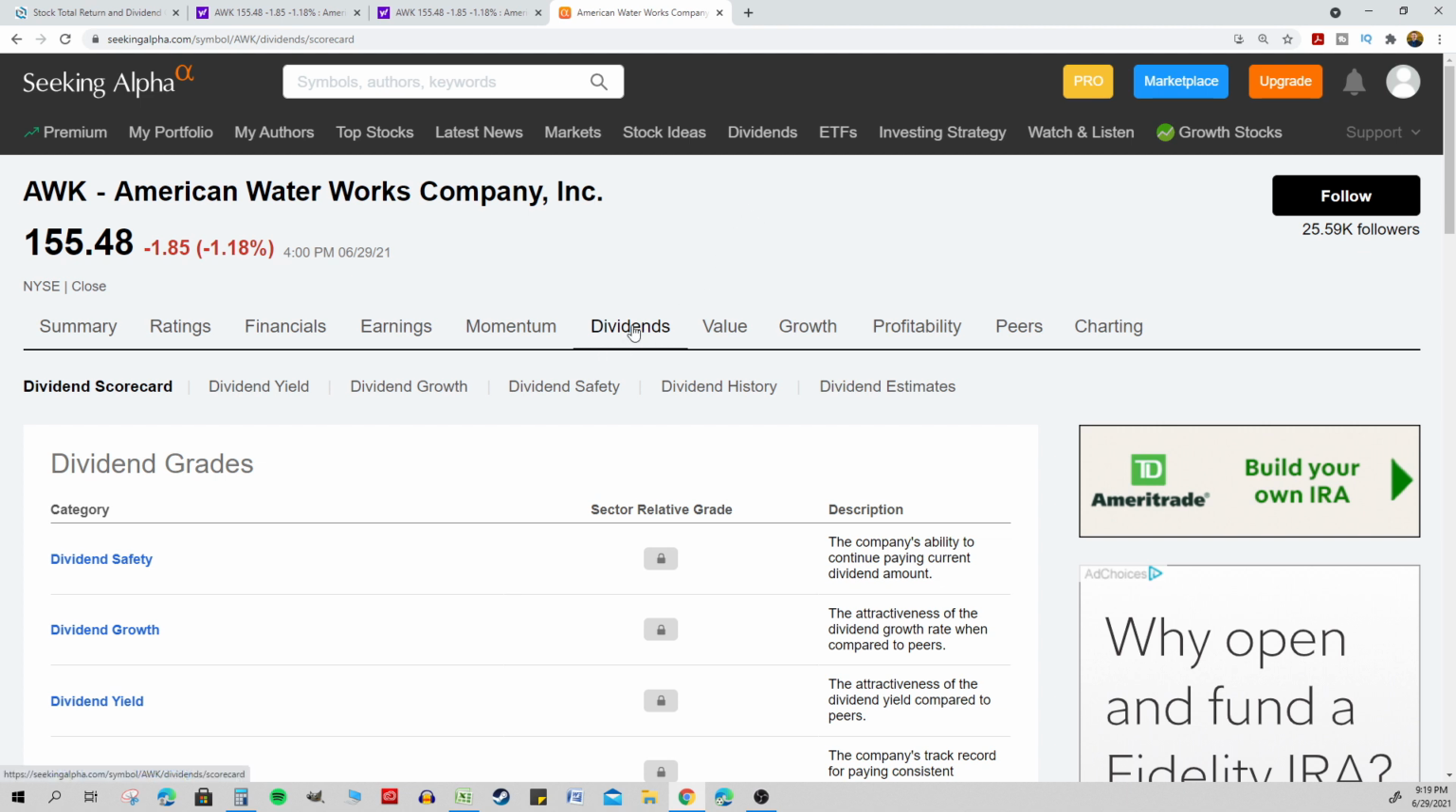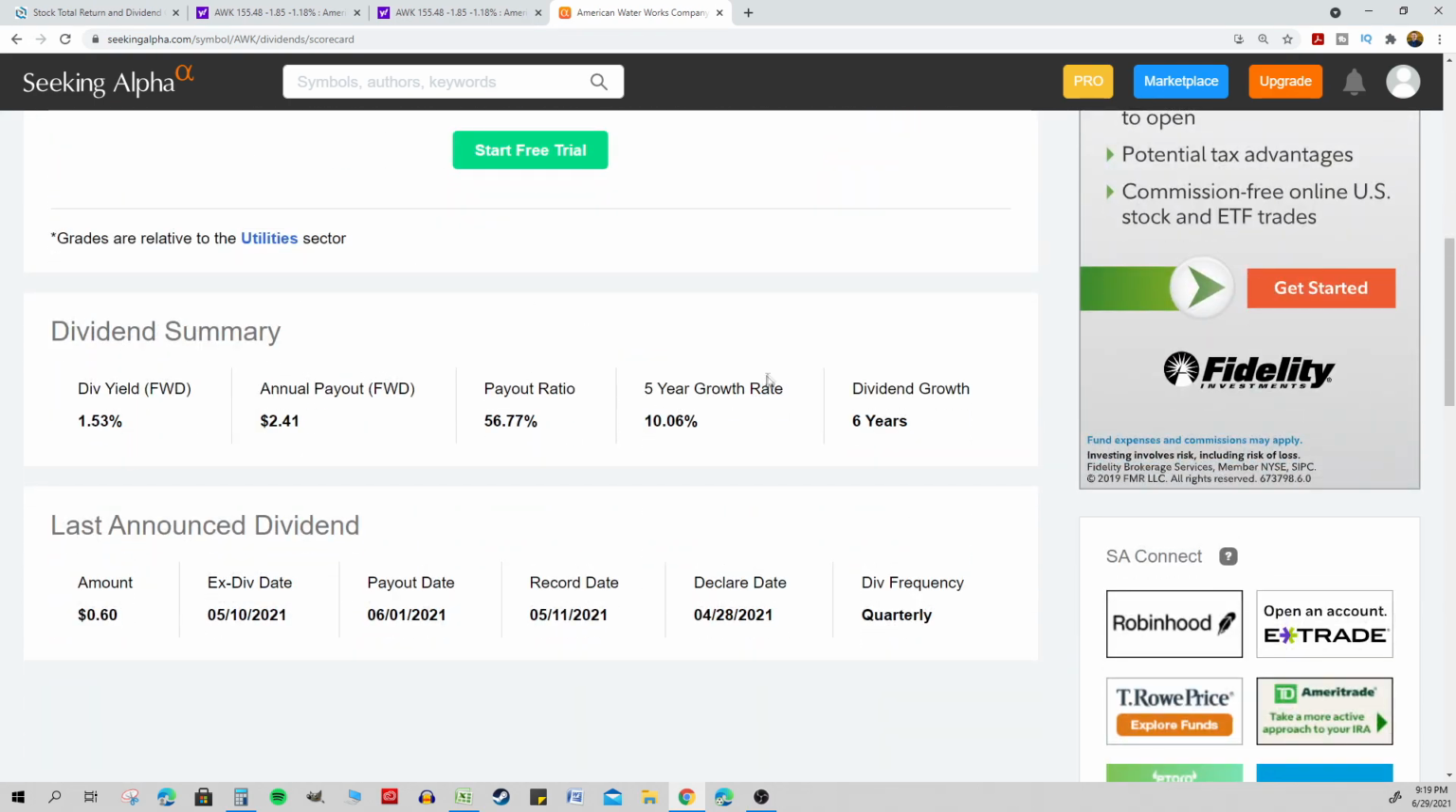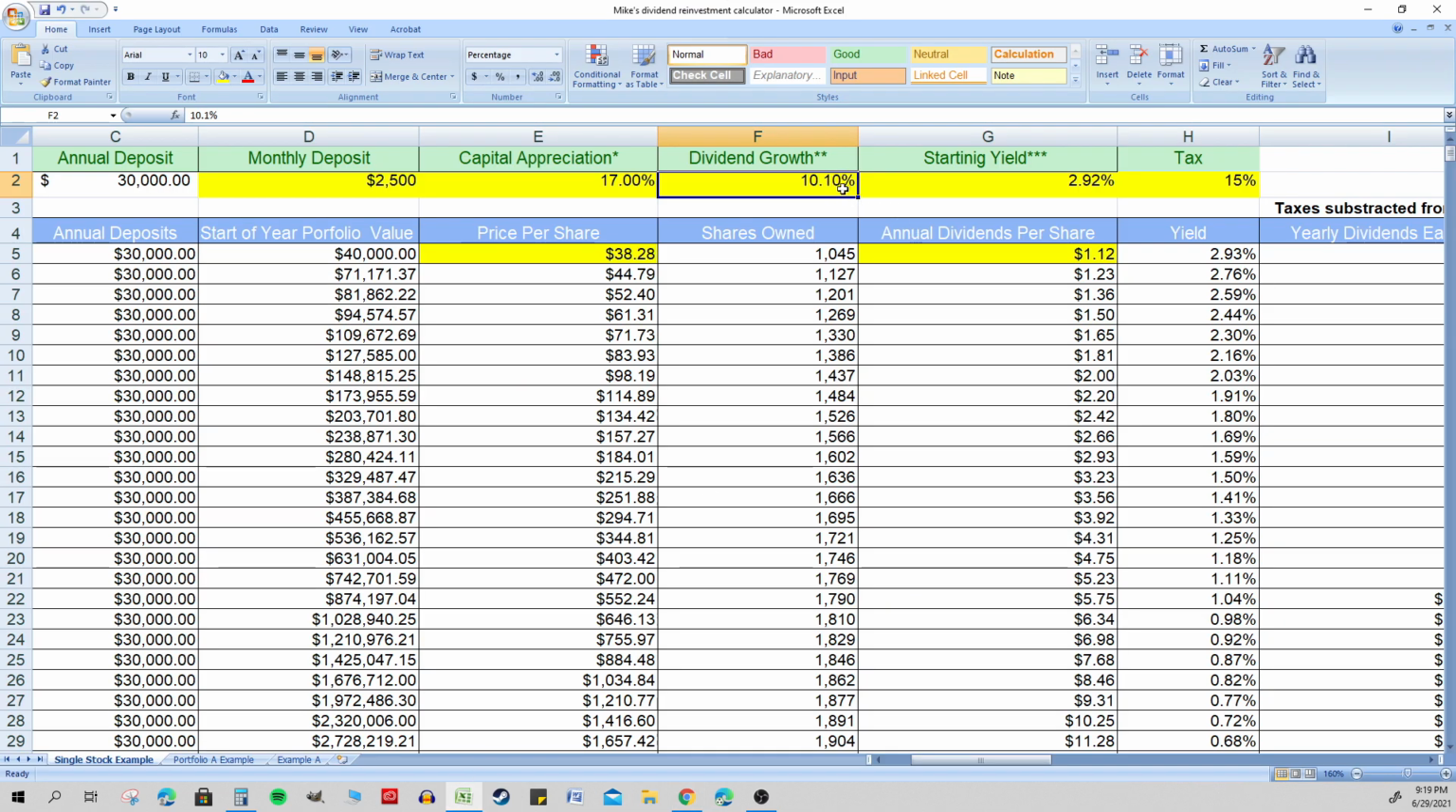From there, I go to dividends, and I'm actually on it right now. Let me just scroll down, and right here where it says dividend summary, this tells me the 5-year dividend growth rate. Now, I've been investing in American Water Works for a long time, and for a very long time, the dividend growth rate of this investment, even going further back than 5 years, is like 9 to 10%, or 9 to 11%, somewhere in there. It's pretty consistent. And so this is where I get my 10.1 on my spreadsheet, and that's why I have 10.1 right here. So that's where that's coming from.